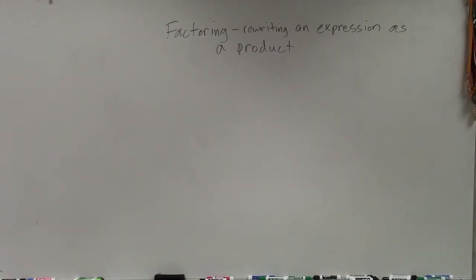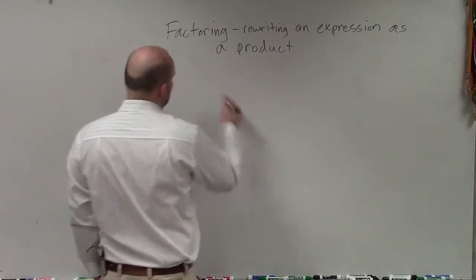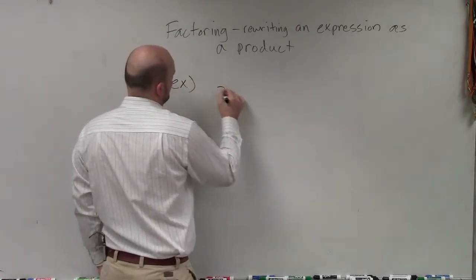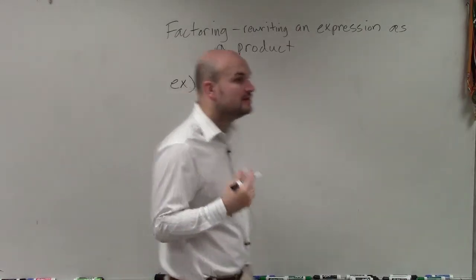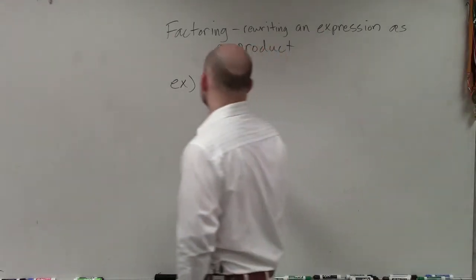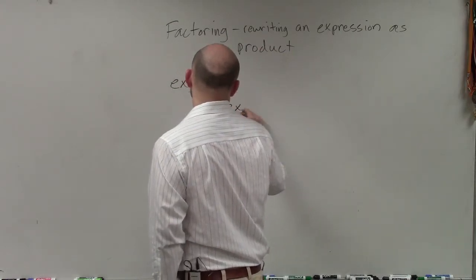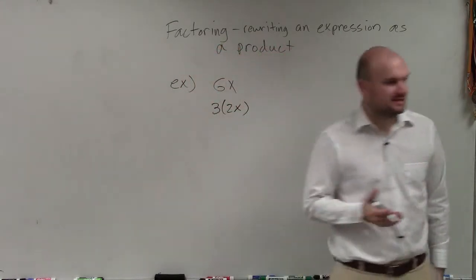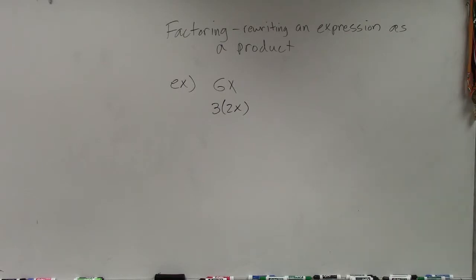So, for instance, let's look at an example here of 6x. One way to factor out 6x is you could just rewrite this as 3 times 2x. That is an example of factoring. I rewrote the expression as a product of two factors, two terms or numbers that divided into 6x.